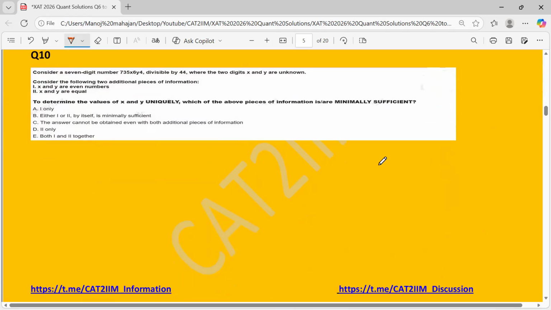This is a data sufficiency problem. So you would have done the number system. So 44 you had. So it should be divisible by 4 and 11. So for 4, we look at the last two digits. So we had Y4. So last two digits should be divisible by 4. So what all values can we have of Y over here? So yes, we can have 0.